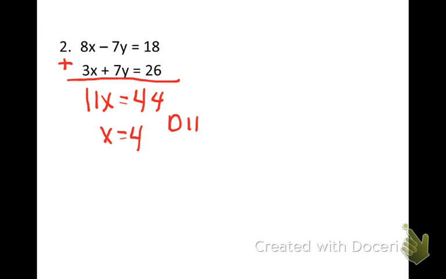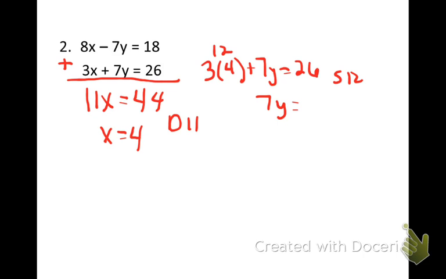This time I'm going to put it in the second one. So 3 times 4 plus 7y equals 26. 3 times 4 is 12, so I'm going to subtract 12 from each side, and I get 7y equals 14. Divide by 7, y equals 2. So we get the ordered pair (4, 2).